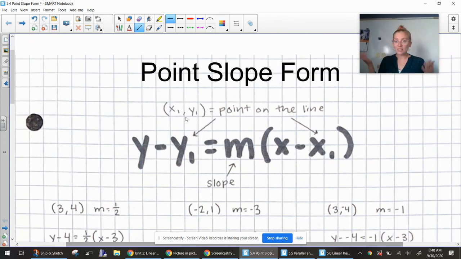Awesome. That's point-slope form. So as a reminder, the formula for point-slope form is y minus y1 equals m times x minus x1. It's used when we know a point on the line and we know the slope. So x1 and y1 are the point on the line, m is the slope. We can also distribute our slope and add y1 and end up with our equation in slope-intercept form.